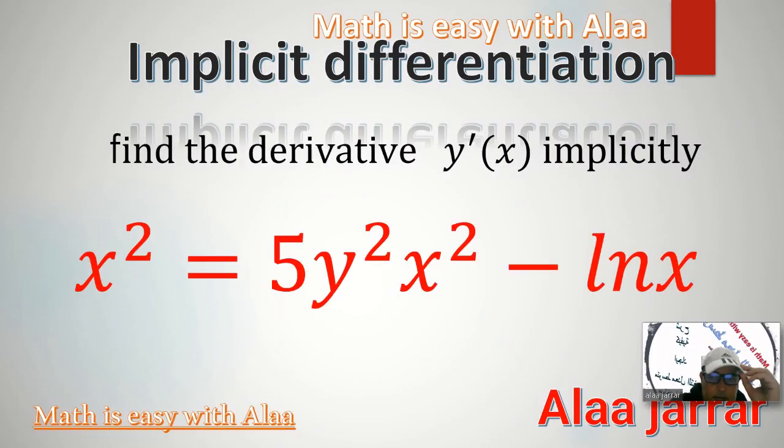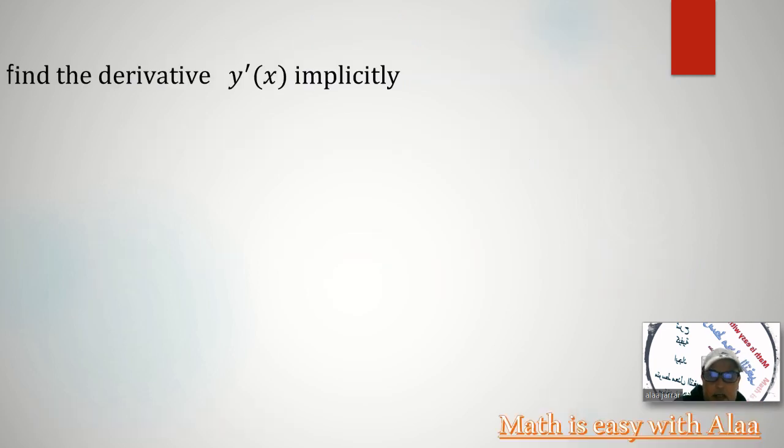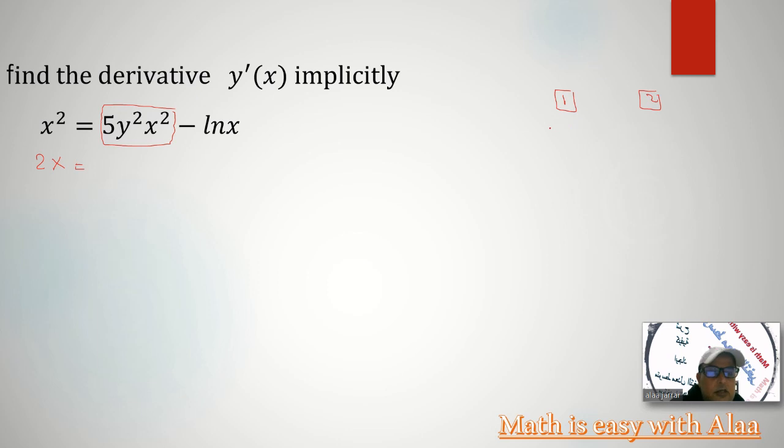Hi, with another example of implicit derivative. We will take in this example x squared equal 5y squared times x squared minus ln x. The derivative of x squared is 2x. Now here we have two functions multiplied by each other, so first function and second function.